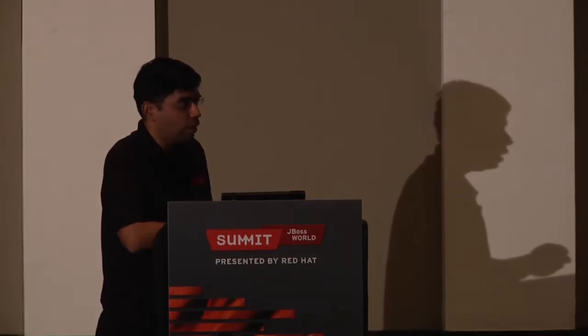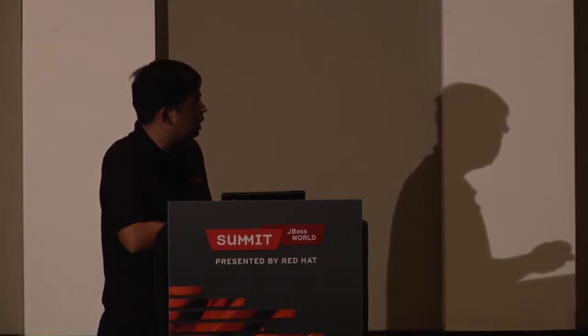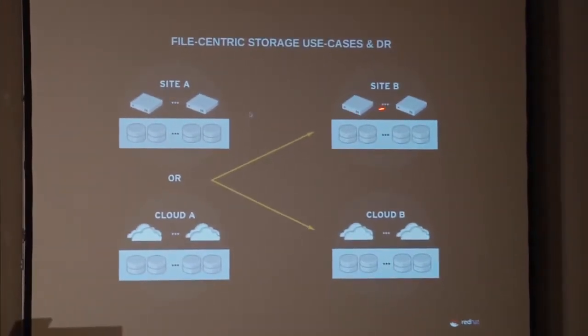Okay, so now let's look at another use case before I get to what's been done in Red Hat Storage 2.0. We had a question on how to achieve replication across sites or across geographic regions, and Red Hat Storage geo-replication is the answer for that. So you have a file-centric storage use case around disaster recovery. Assume you have 2 sites, Site A and Site B, and Red Hat Storage geo-replication can replicate files across these sites. Right now, it's unidirectional in the sense that it operates in a master-slave mode.